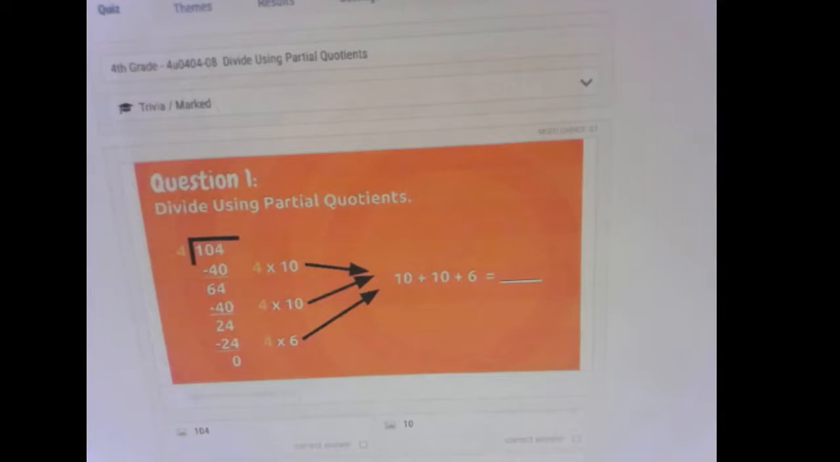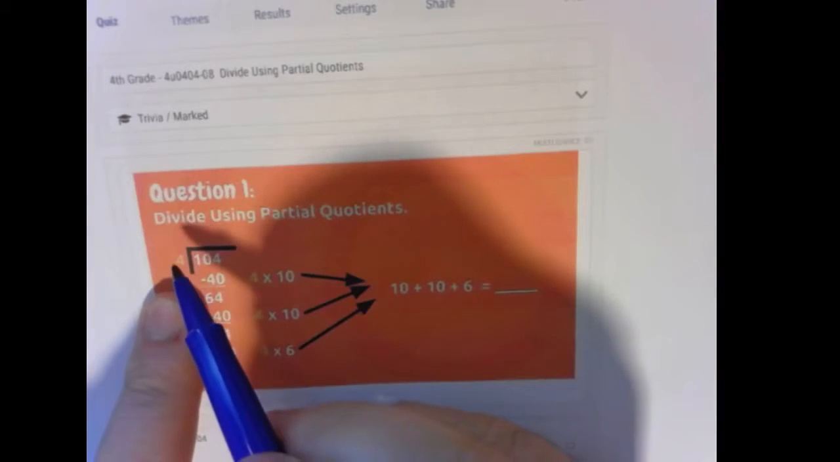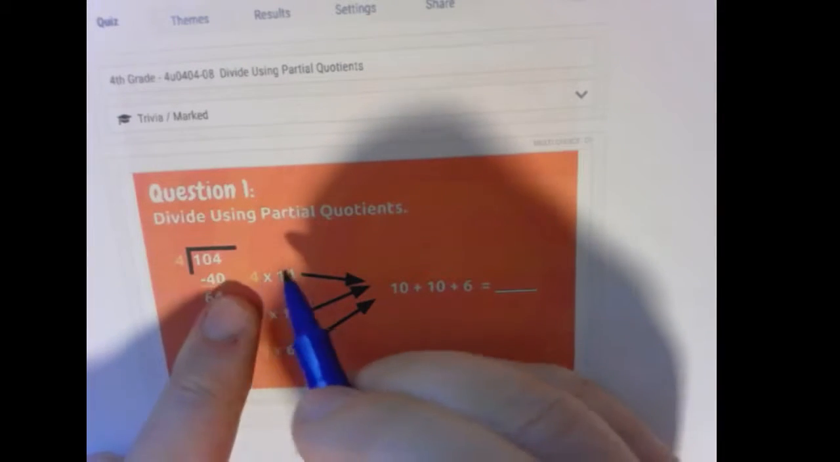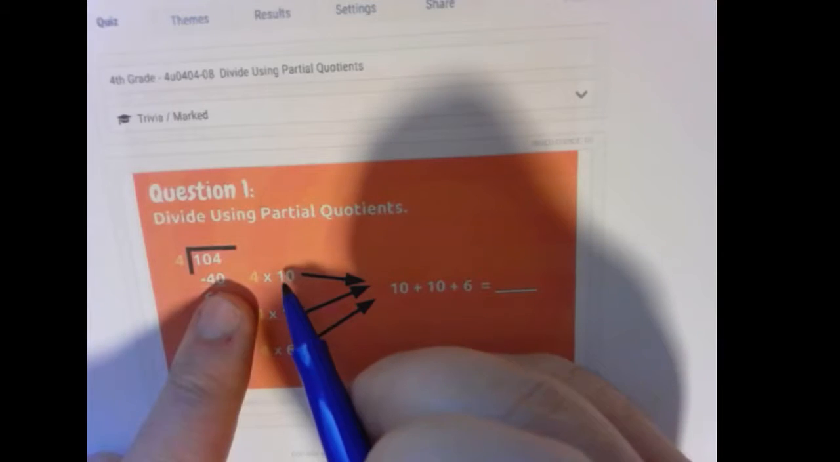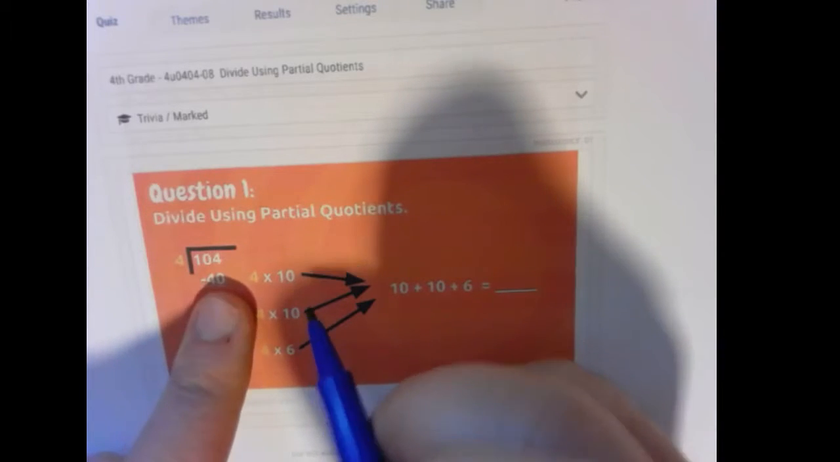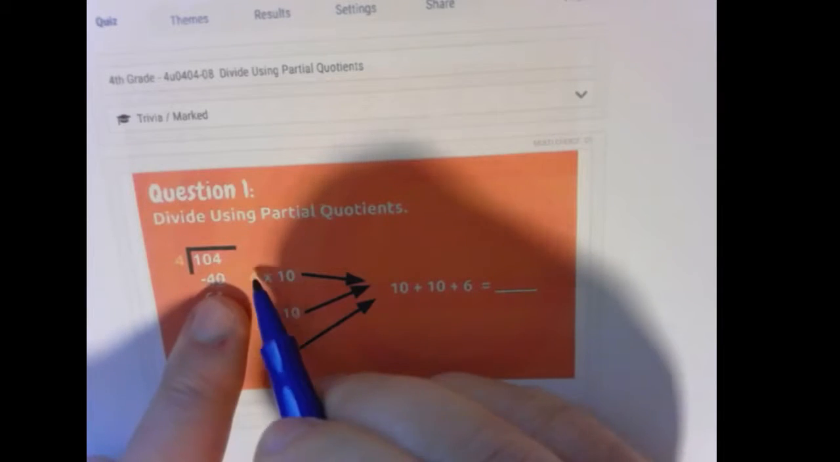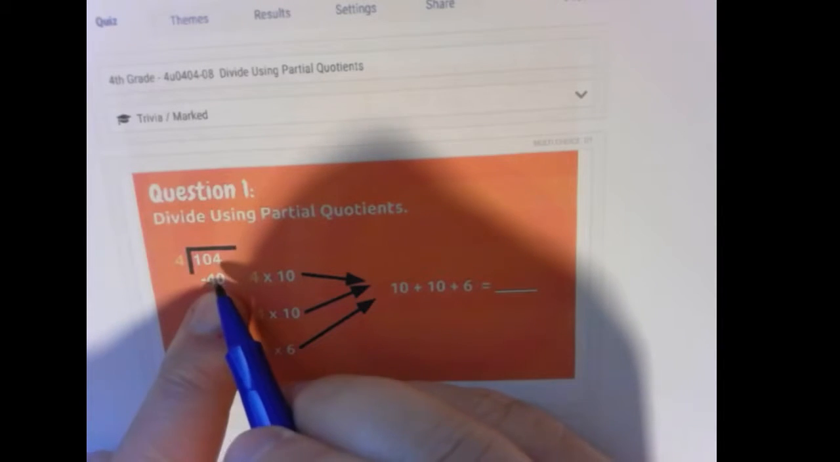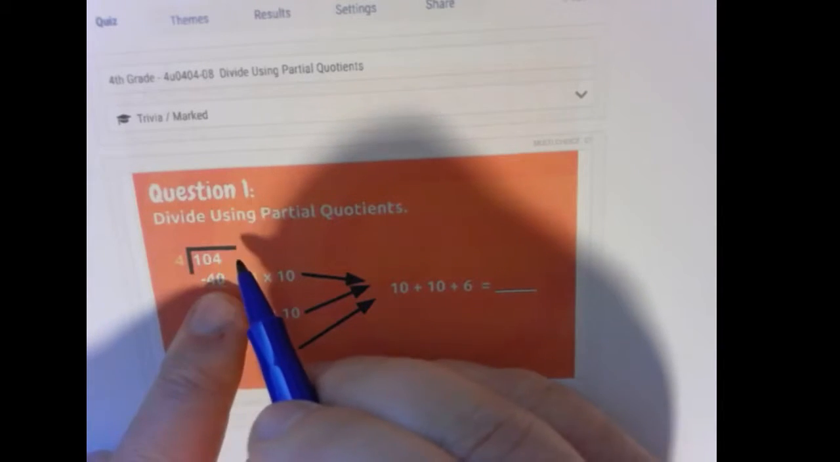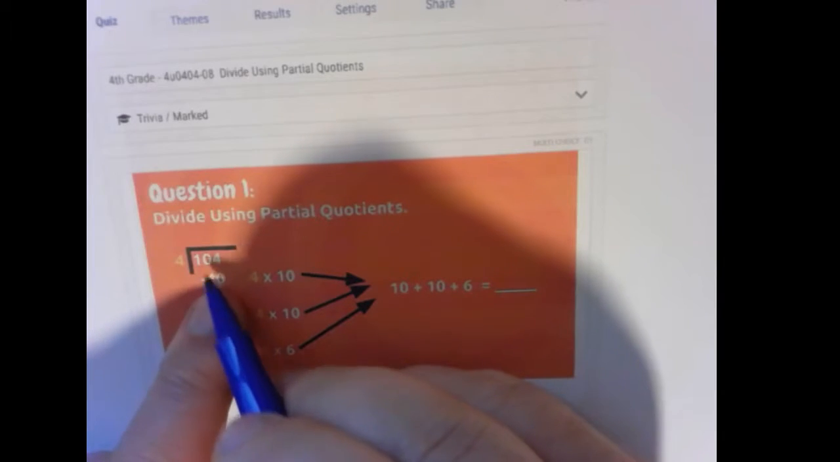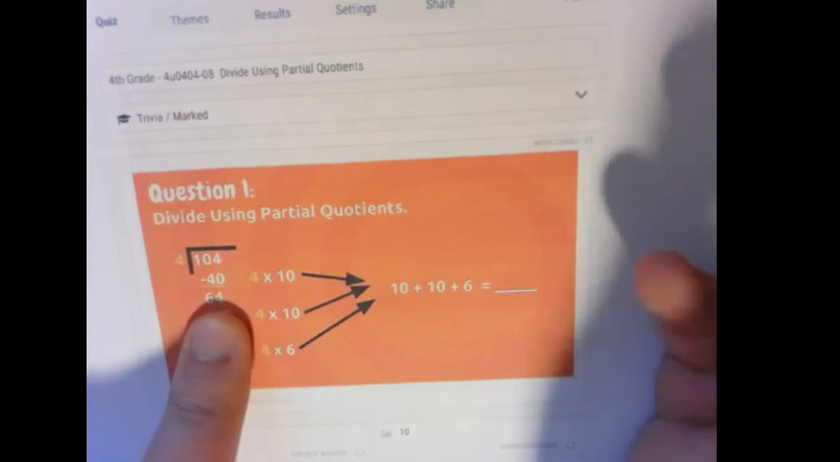Hello and welcome. We are dividing using partial quotients, okay? So essentially what we're doing is I try to make a pattern here with the 4. In the beginning, we're going to try and do this number over here, 4 times 10. Okay, 4 times 10 makes 40, so we're subtracting 40 from 104, which gives us 64.